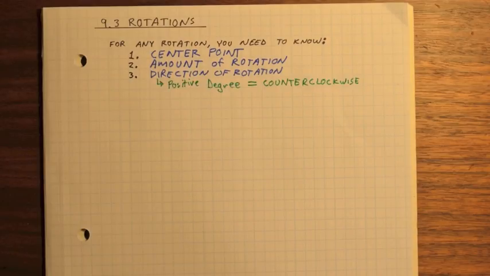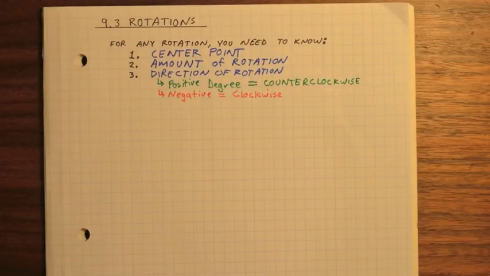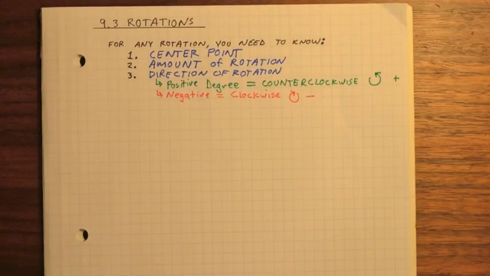In standard form for mathematics, a positive degree measure is a counterclockwise rotation. Likewise, a negative degree is clockwise. Now this might seem backwards to you, but when you get to Algebra 2, it's going to be important to remember that positive degrees is a counterclockwise rotation, and negative is clockwise.